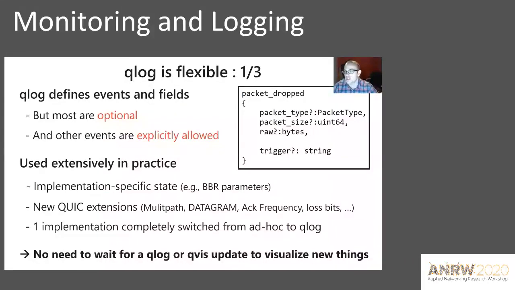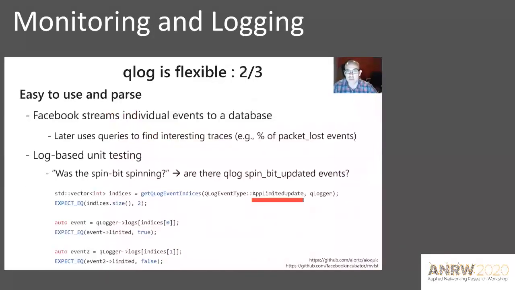Another aspect of this with JSON is that it can be used for other use cases as well, or to make things easier. For example, Facebook doesn't log full QLog files. They log each event individually to a database, which makes it very interesting for them to later just query on a per event basis to find interesting traces to analyze. They've also been using this, as well as IETF QUIC, to do some unit testing in their implementations. For example, is the SpinBit implementation working? We can simply look at whether there are SpinBit related events in the QLog.